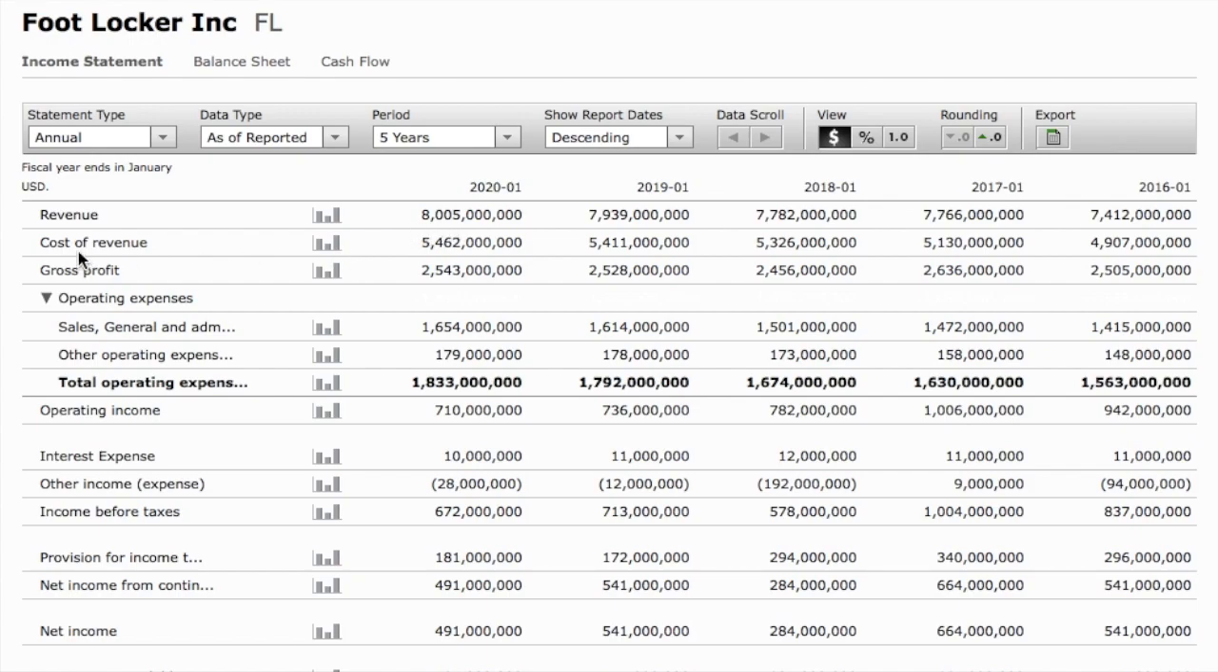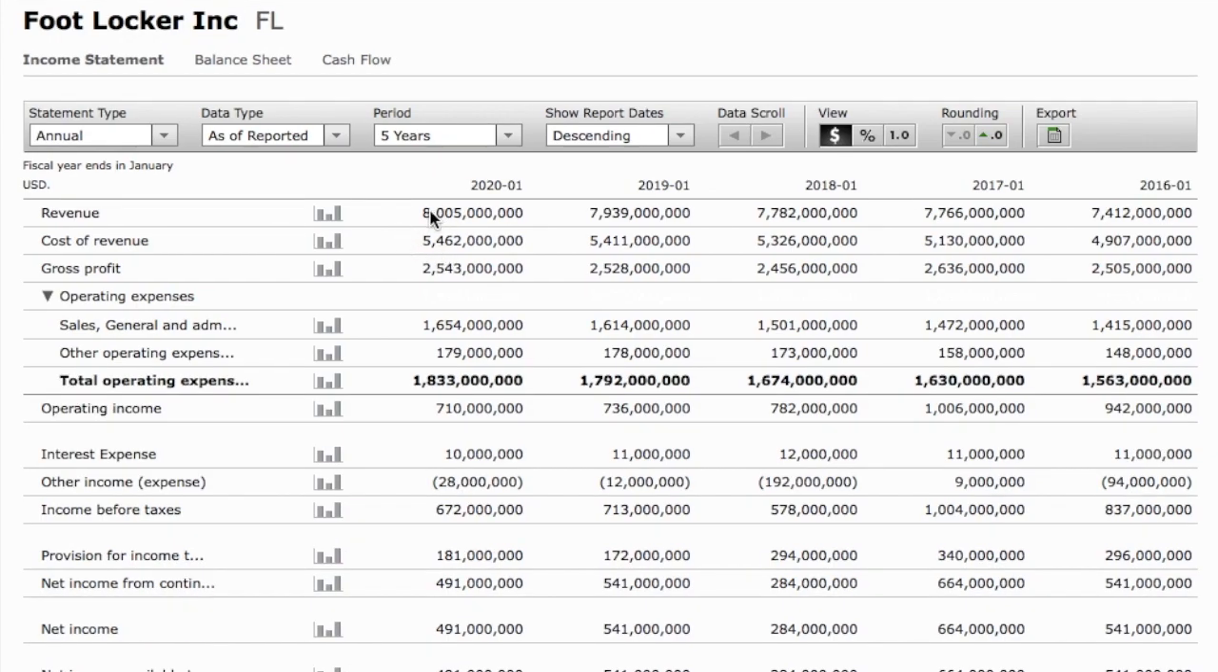The line just underneath tells us how much the components of what they're selling cost them. In Foot Locker's case, their 2019-2020 year, we can see that it cost them just over $5.4 billion to achieve $8 billion in revenue. When we subtract the cost of revenue from revenue, we get something called gross profit, which gives us a better picture of how the company is performing.